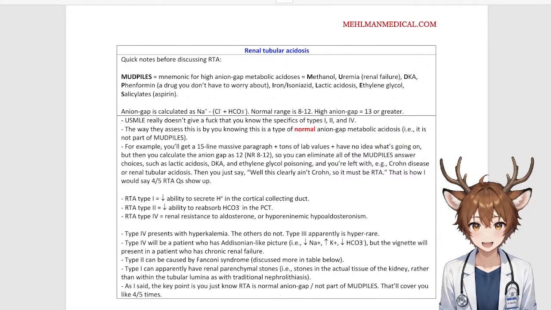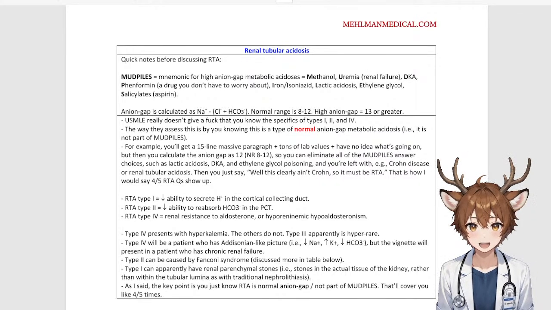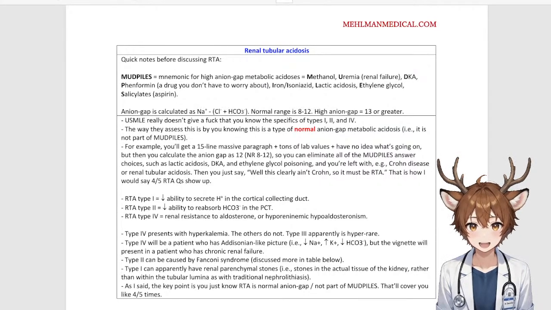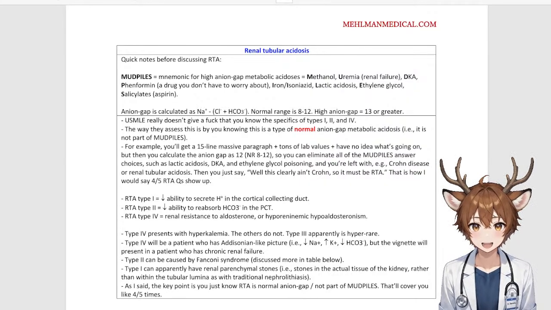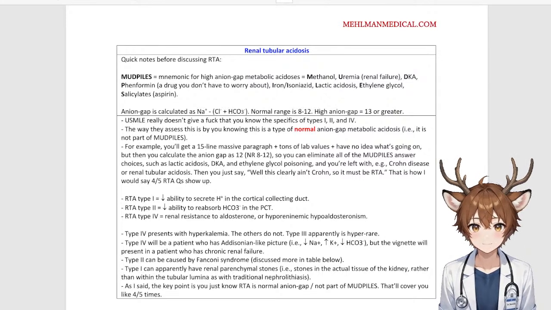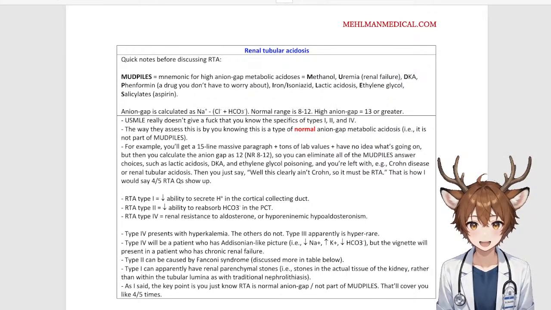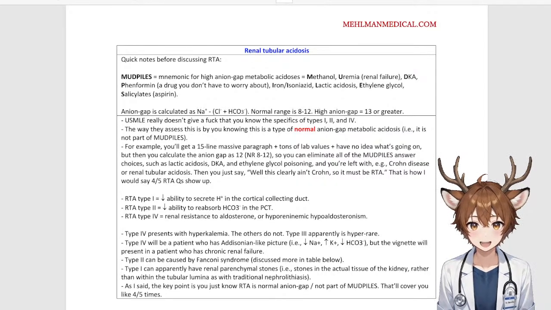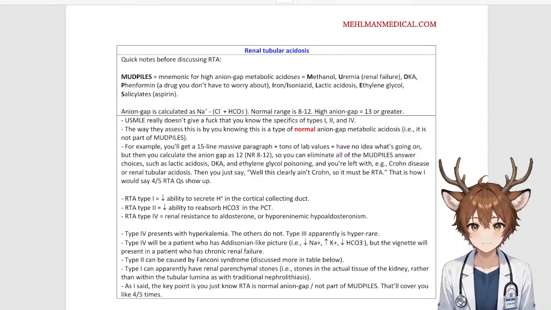So RTA type 1, decreased ability to secrete hydrogen, or protons, in the cortical collecting duct, right? RTA type 2, decreased ability to reabsorb bicarb in the PCT. And RTA type 4, renal resistance to aldosterone or hyporeninemic hypoaldosteronism. Type 4 presents with hyperkalemia, the others do not. Type 3 apparently is hyper-rare. Type 4 will be a patient who has an Addisonian-like picture, i.e. decreased sodium, elevated potassium, decreased bicarb, but the vignette will present in a patient who has chronic renal failure.